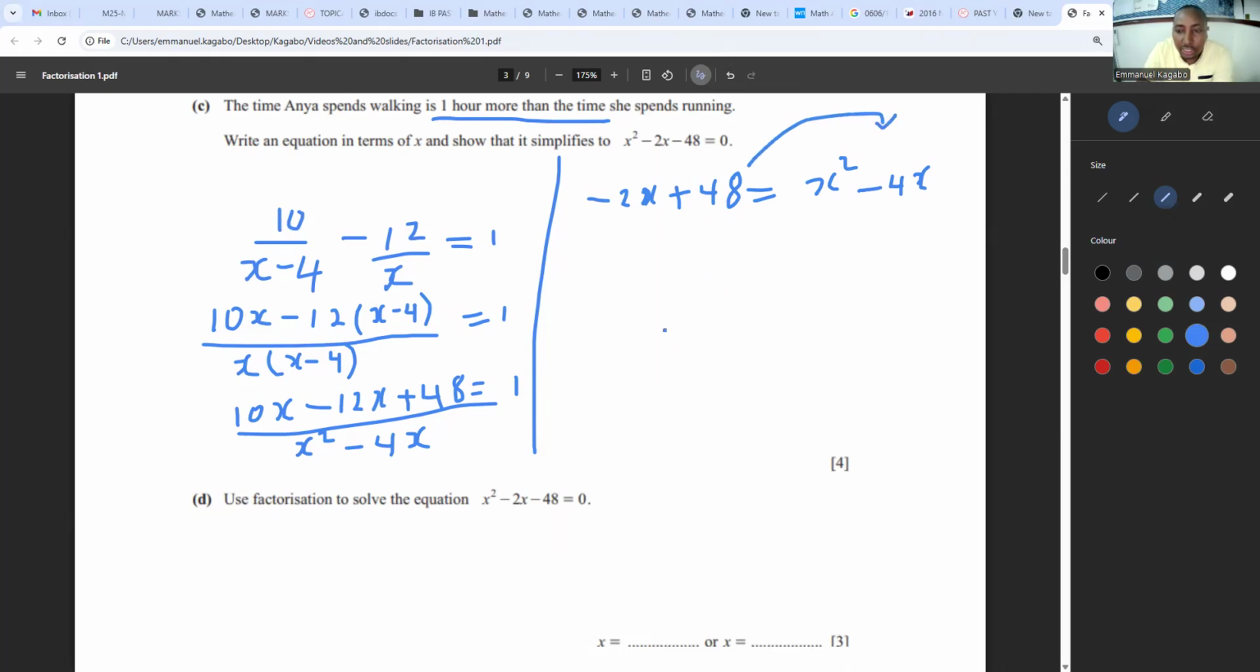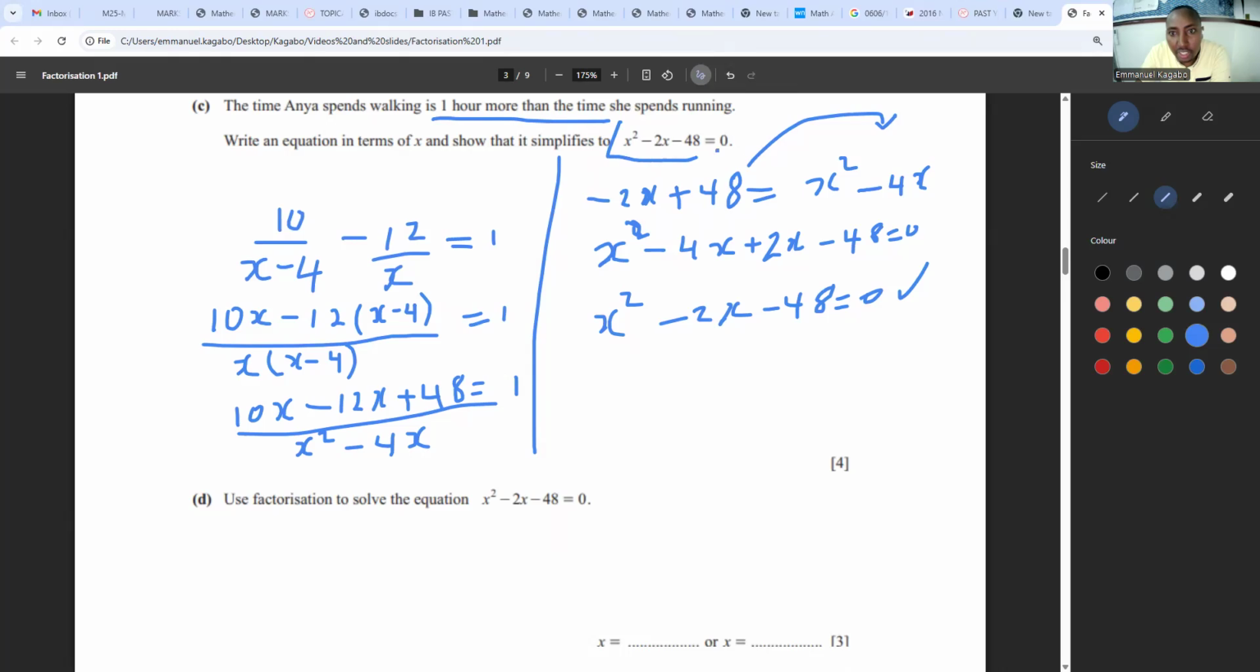Can I take everything to the other side? Collecting like terms, I'll get x squared minus 4x plus 2x, okay? Then minus 48, equals to 0. What happens now? It's going to give me x squared minus 2x minus 48 equals to 0. Is it the same as the one they told me? They told me to show it simplifies to that. Okay, we got it? Well and good.